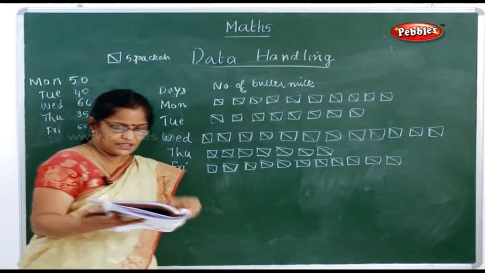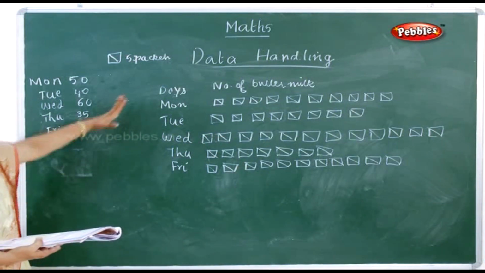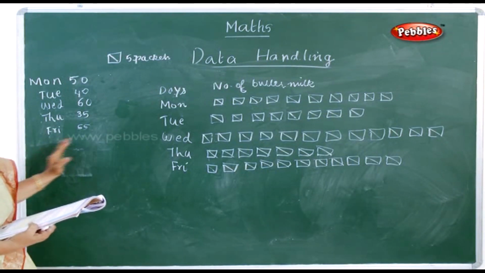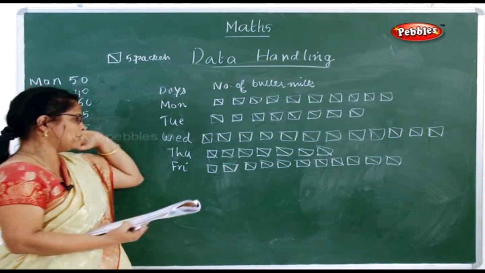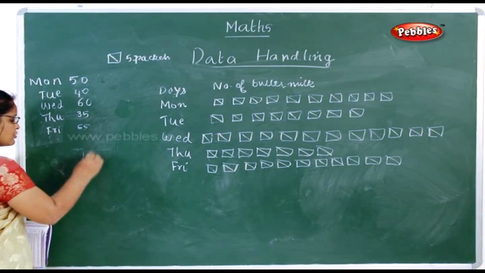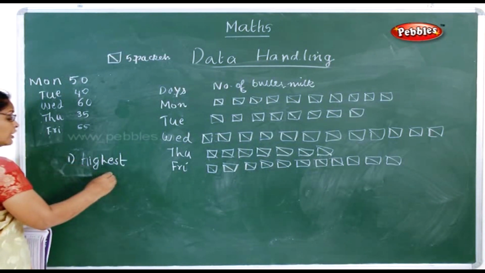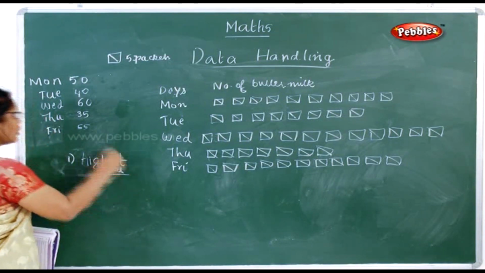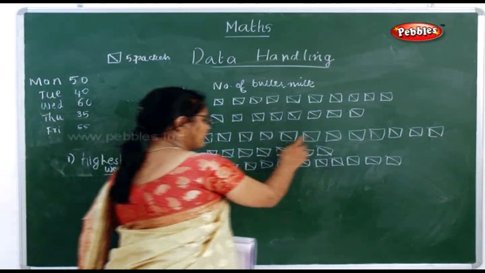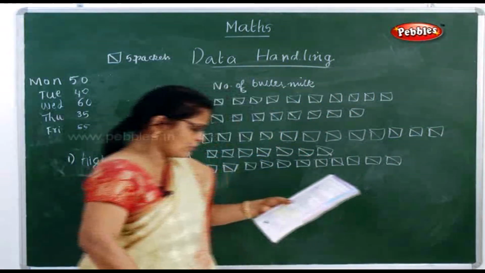Now, what is the question they have given? The sale was the highest. In which day was the sale highest? Now, from this pictograph you can do it. Now, tell me, which day was the highest sale? It was on Wednesday, because on Wednesday it was 60. I told you, 5, 10, 15, 20, 25, 30, 35, 40, 45, 50, 55, 60. That's how you have to do.